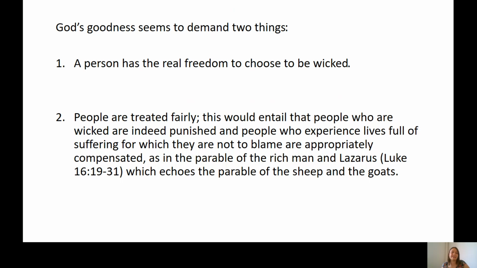And the second one is that people are treated fairly. So if God is good, God will treat everybody fairly.